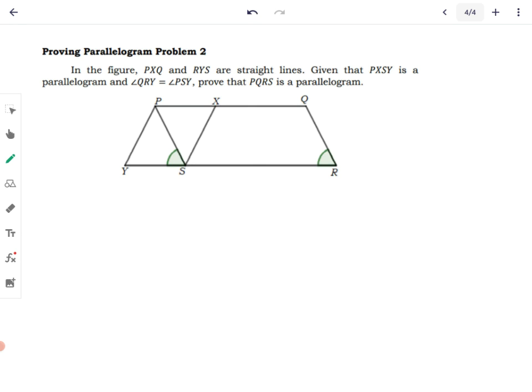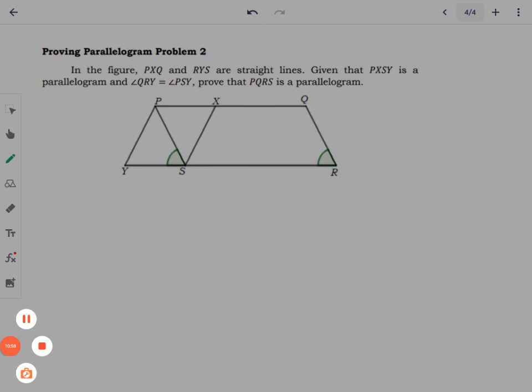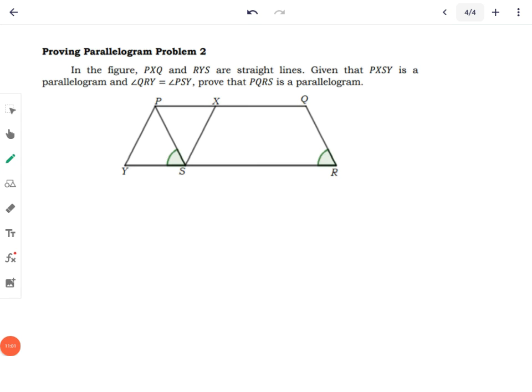Okay, here, number 2. So we have, in the figure, PXQ and RSY, that's supposed to be RSY, are straight lines. Given that PXSY is a parallelogram, and we have also that angle QRY and angle PSY are equal. Prove that PQRS is a parallelogram.